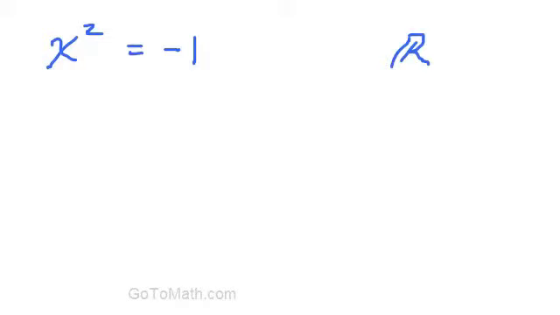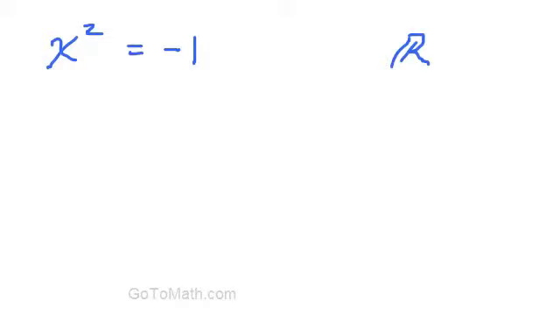So a new number system had to be devised, or I guess you could say invented, that would deal with such equations, so that when you square them, you get negative 1.